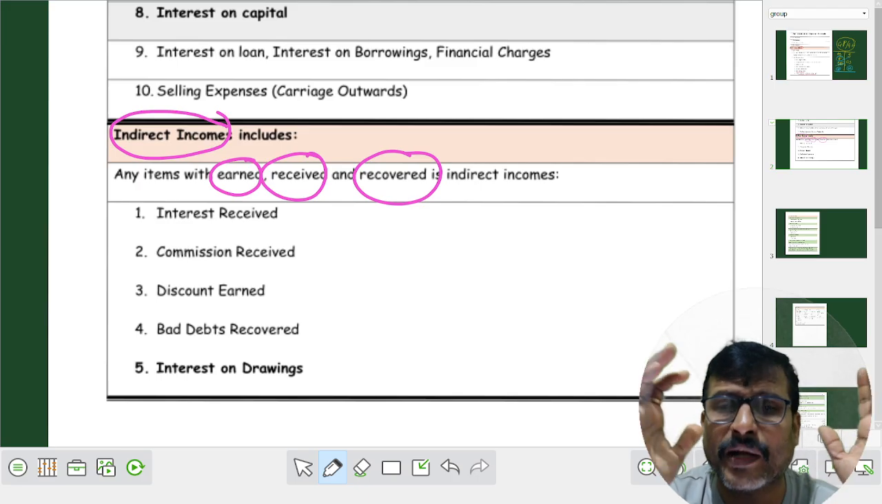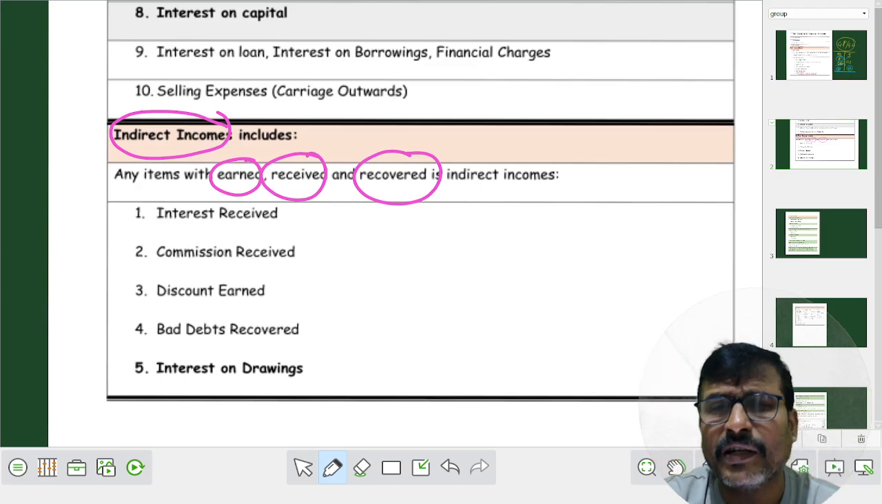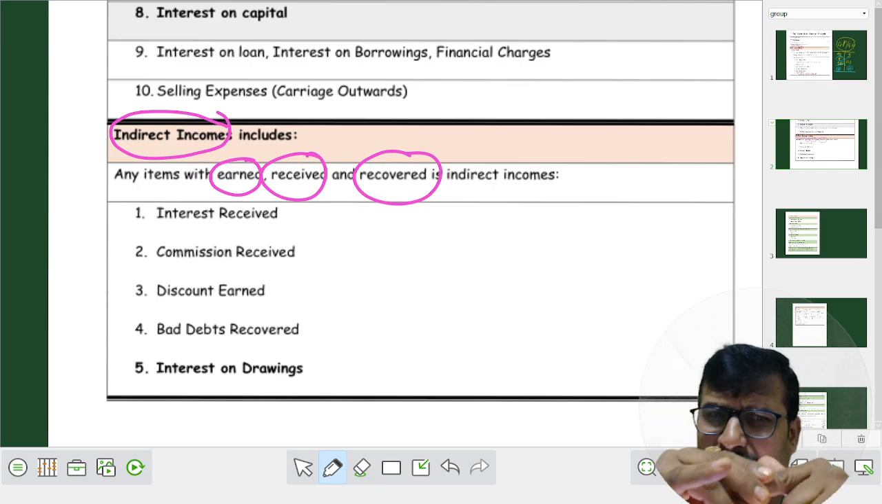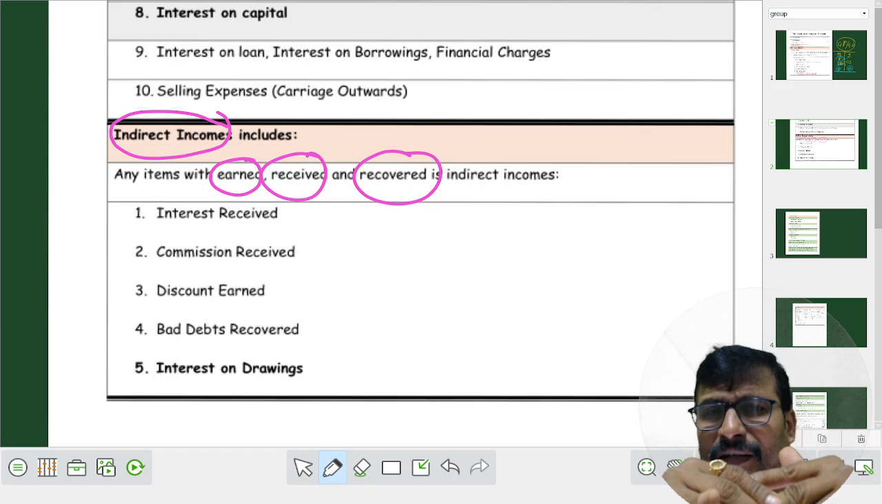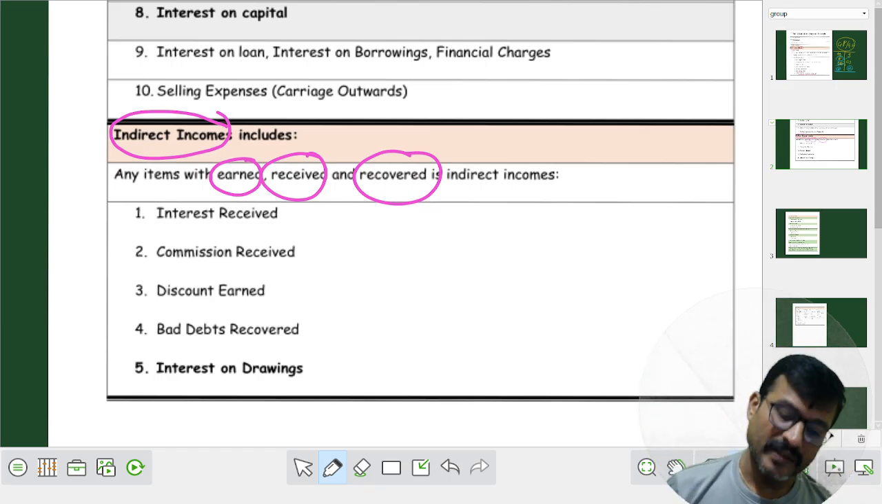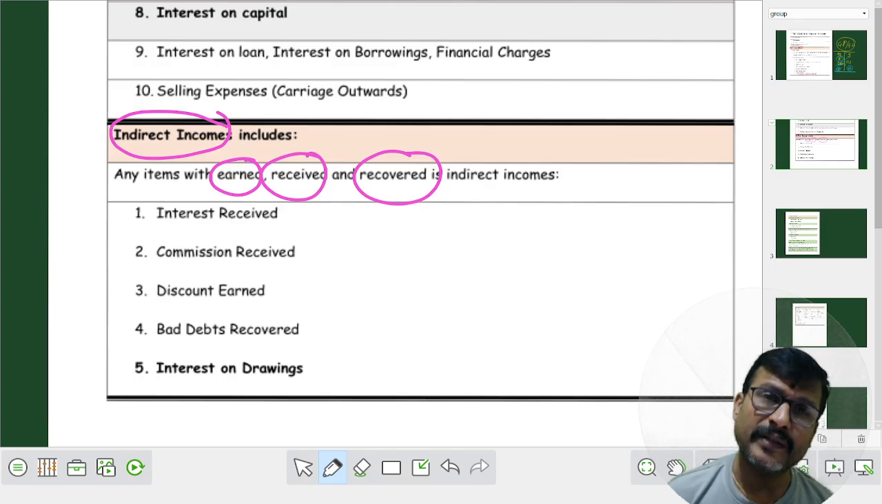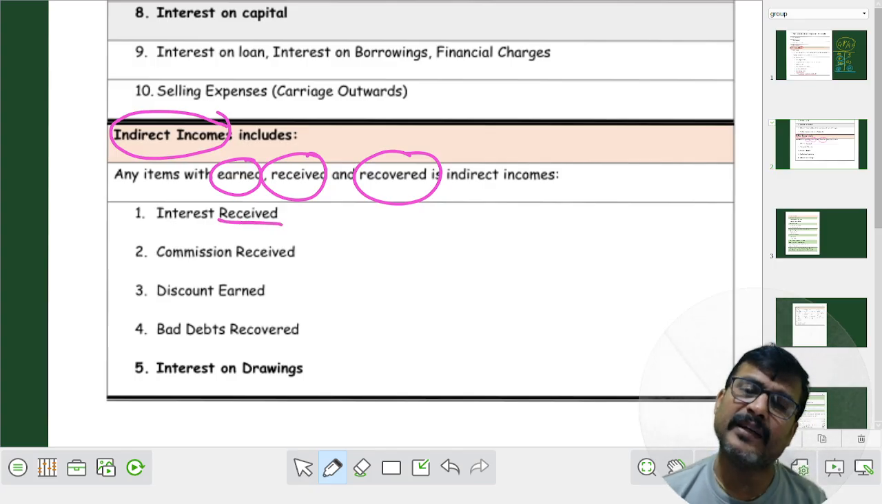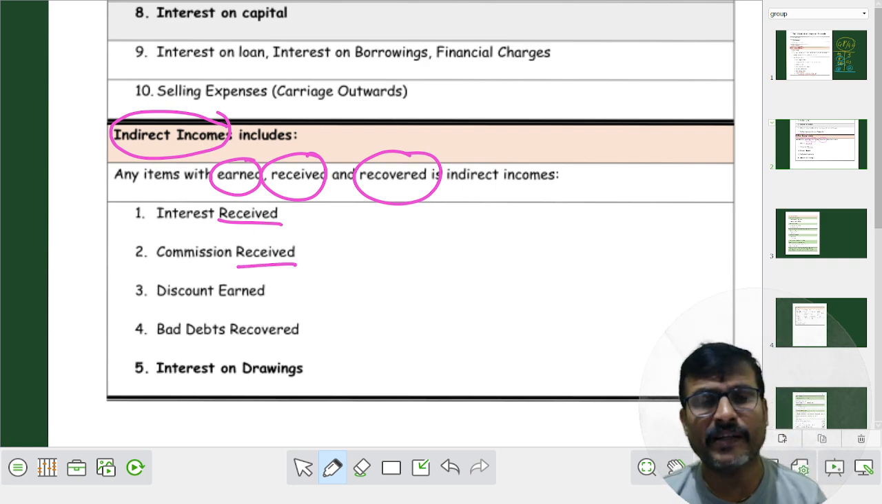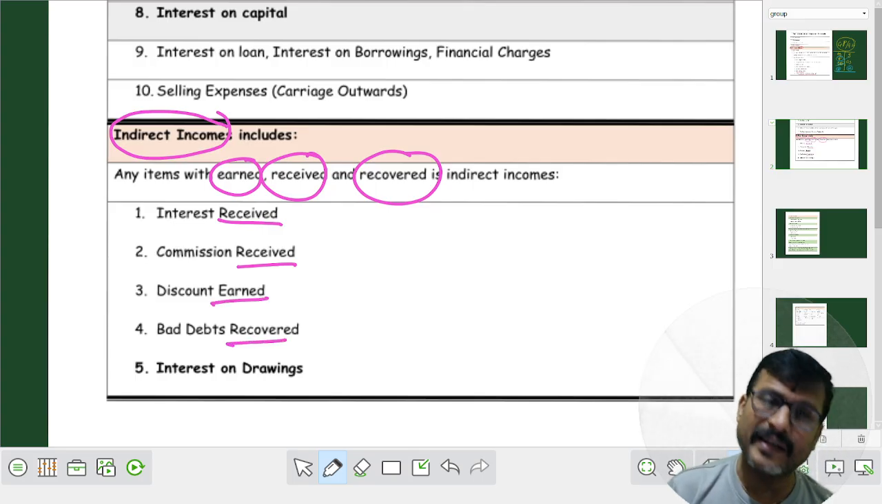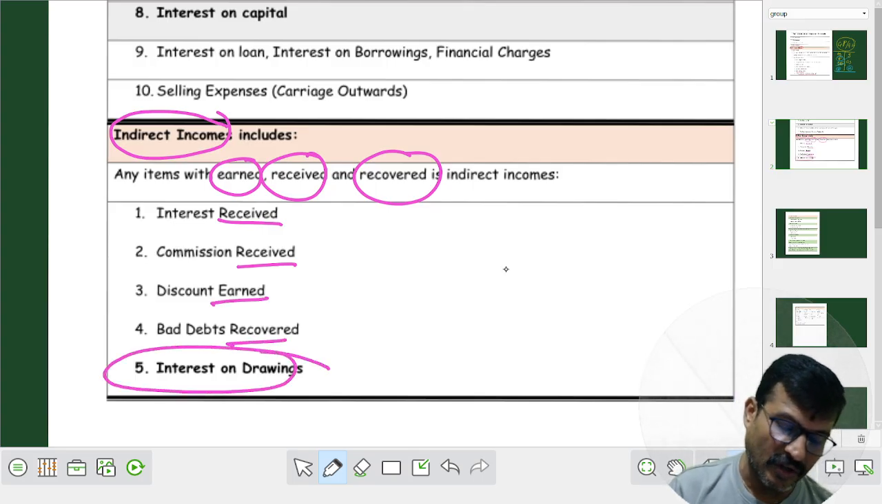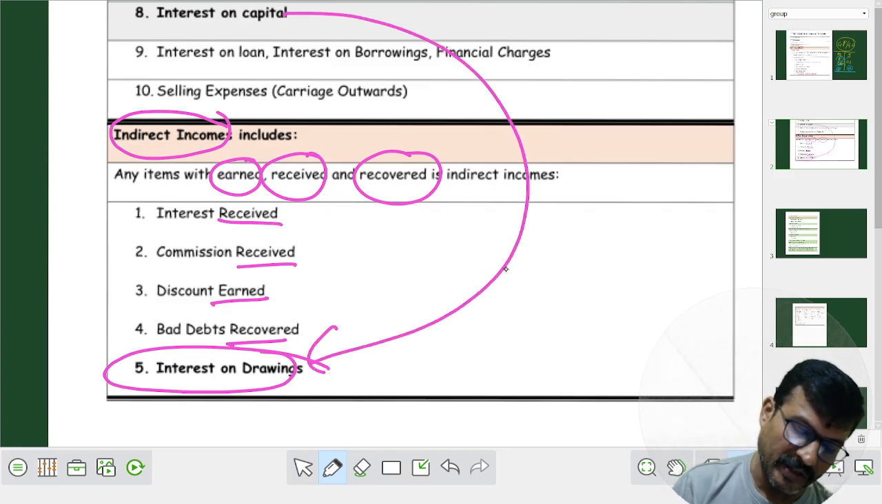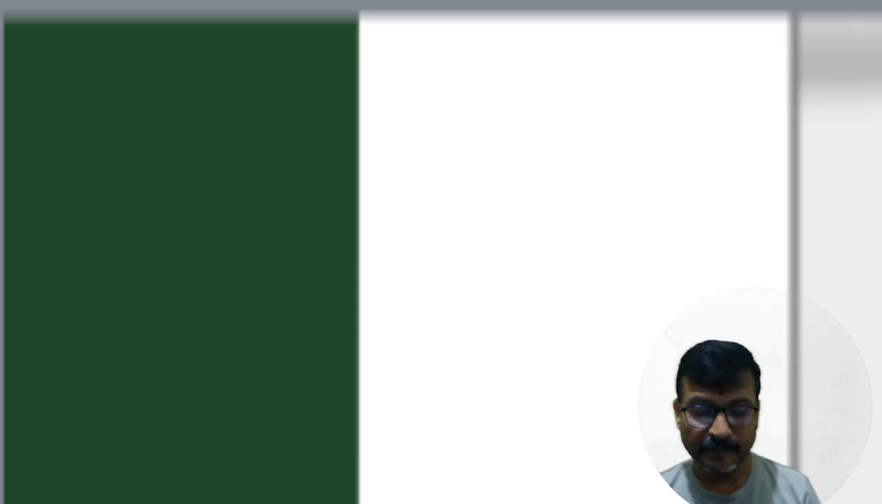So ultimately, what I mean to say here, my dear children, any item of indirect expense along with the adjective of either earned or received or recovered is called indirect income. See, I mentioned so many things over here. Interest received is an indirect income. Commission received is an indirect income. Discount earned, bad debts recovered. One more thing, interest on drawings. Please make a note of these two things.